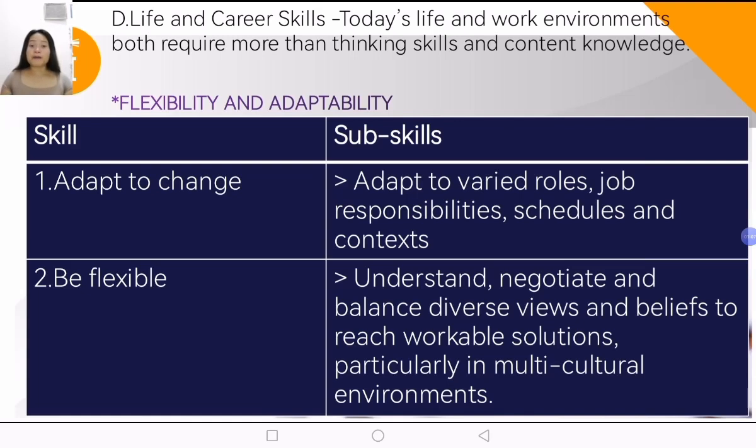the across curriculum basis, or the across curriculum moments of teaching. So its sub-skill is to understand, negotiate, and balance diverse views and beliefs to reach workable solutions, particularly in multicultural environments, especially in remote areas. For example, in remote areas, you have been introduced to Subanen cultures. Even if you are not Subanen, you get to respect their culture and understand their culture at the same time, in order for you to know how to respect and to teach them how to respect other people's culture. And also, we cannot really deny the fact that there will always be students that will have an opposite belief rather than yours. And we need to respect that because we cannot really change another person's culture.